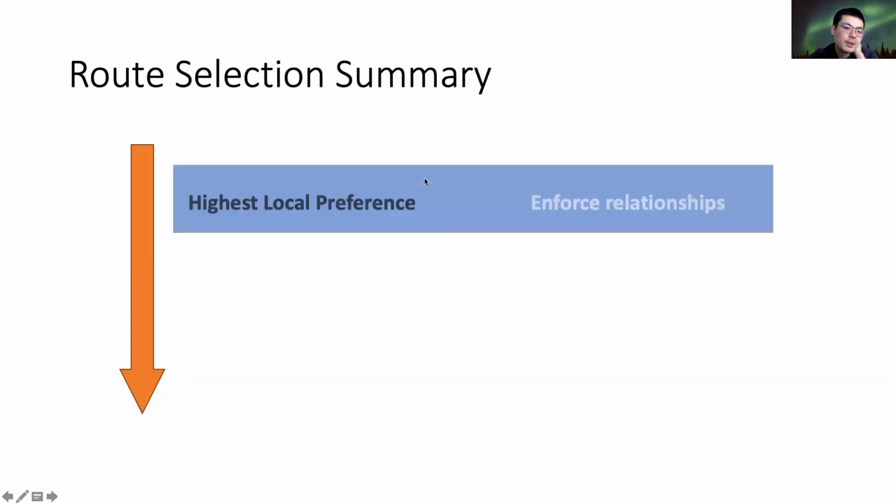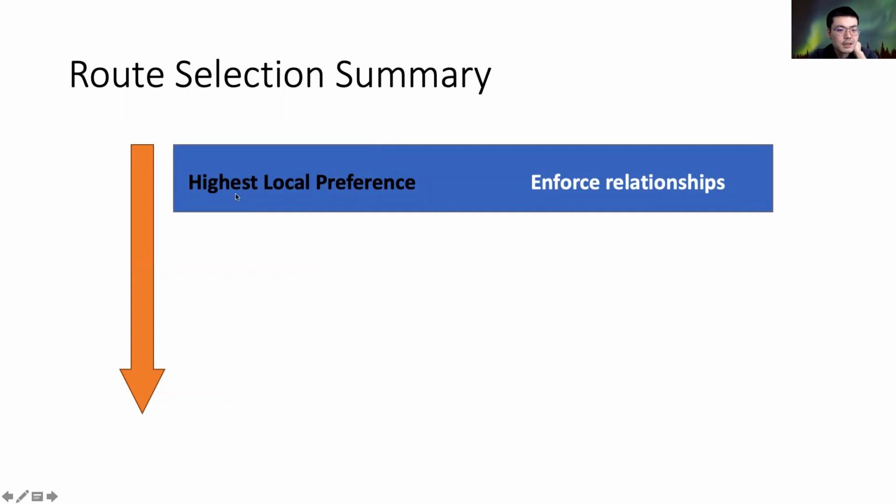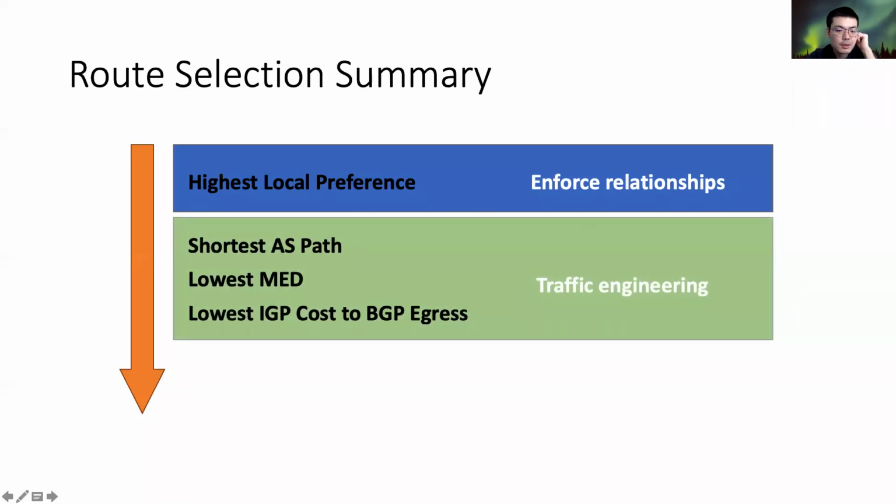As a summary, we have the route selection. The first is local preference. We will first check whether the local preference can be enforced. Then we will do the so-called traffic engineering. We will see whether we can find the shortest AS path, which means the least number of ASes on the path, or we can choose the lowest multi-exit discriminator. Each one has a cost, and we want to choose the lowest cost to be coming in. And we can also choose the lowest IGP cost to BGP.